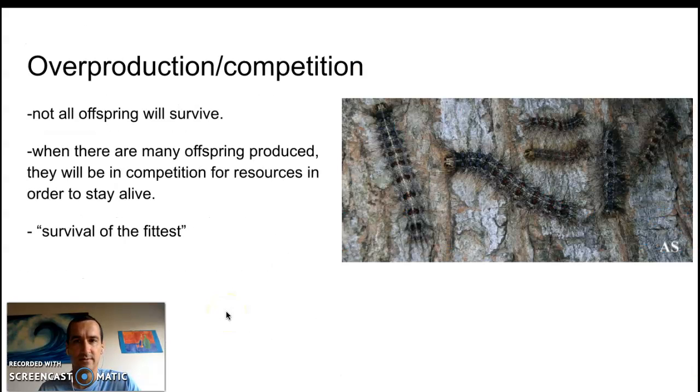Second, we have overproduction, competition. So not all the offspring that are born are going to survive in a generation. When there's many that are produced, that leads to competition. All of them are going to be fighting for survival. There's this phrase, survival of the fittest. It refers to the struggle to survive. But in evolution, fitness doesn't mean how strong you are. It refers to your ability to live long enough to reach reproductive age and then successfully reproduce. So survival of the fittest is not necessarily about strength. It's about the ability to reproduce successfully.